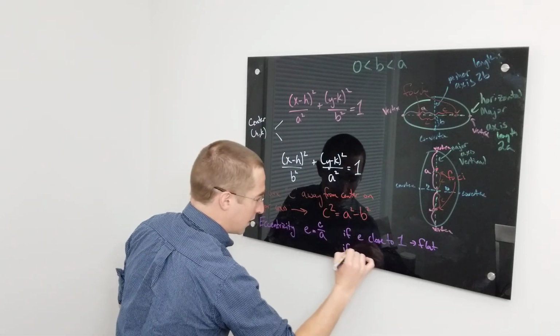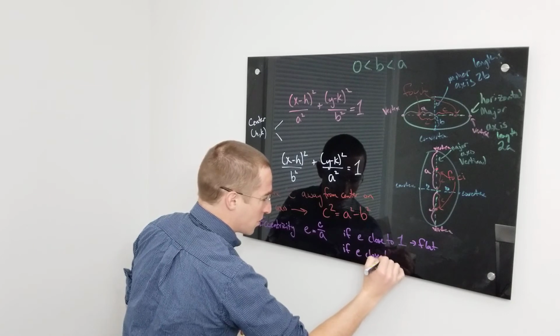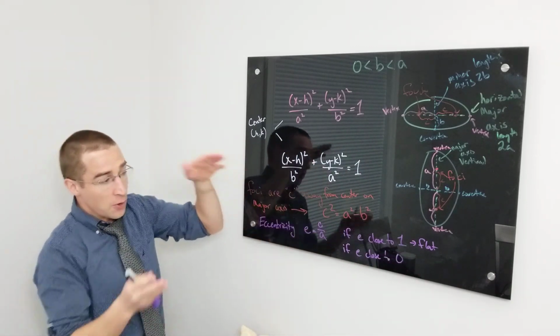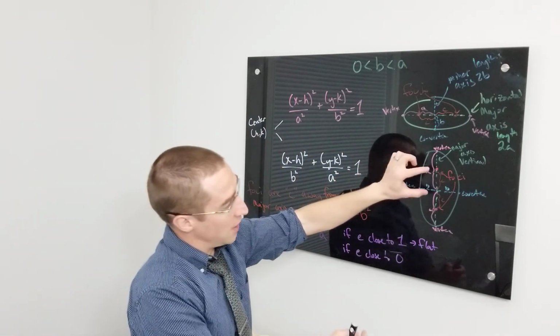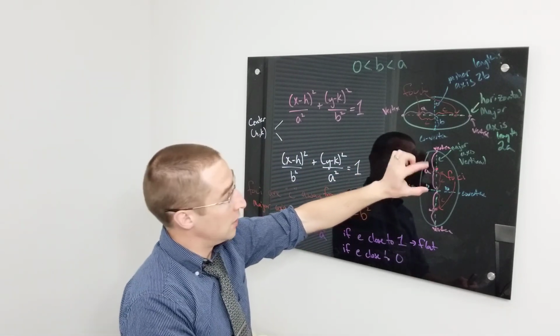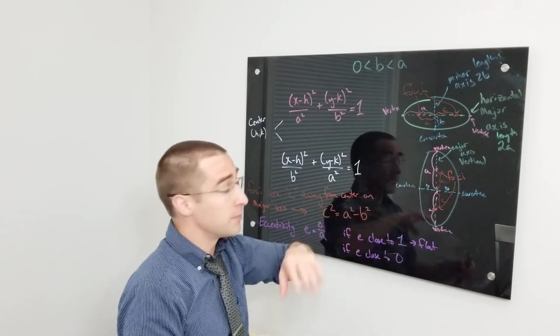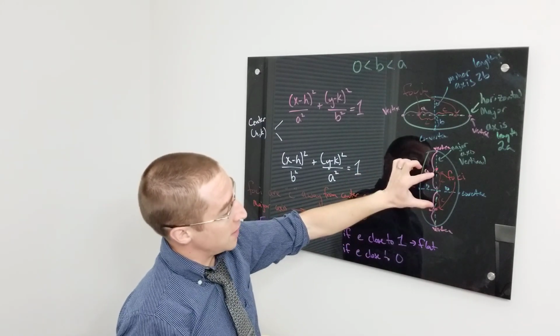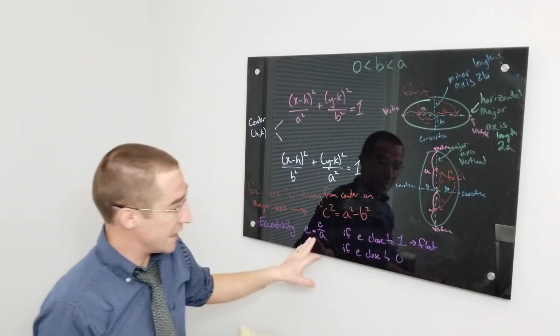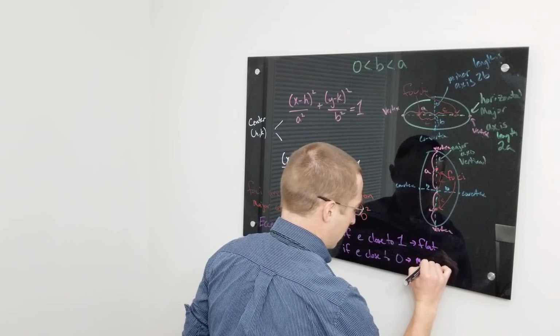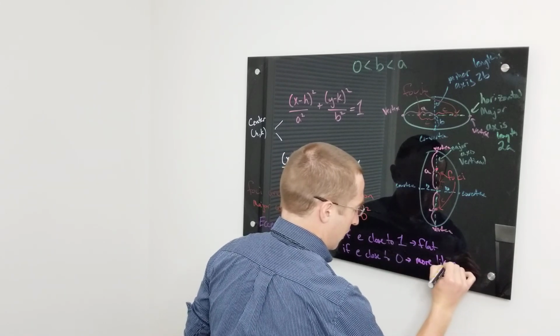If e is close to 0, in other words, if the c value is small divided by the a value, so small divided by big is going to be small. So as the foci come closer to the center, the eccentricity gets closer to 0, and it's more like a circle.